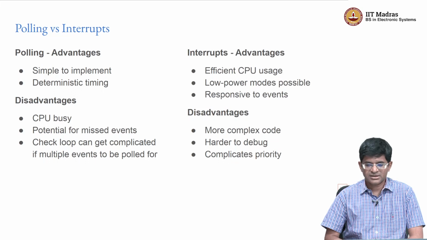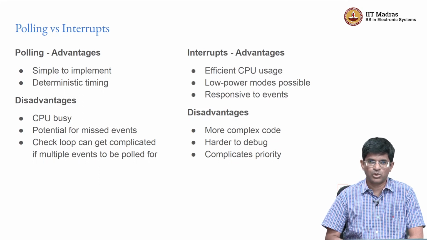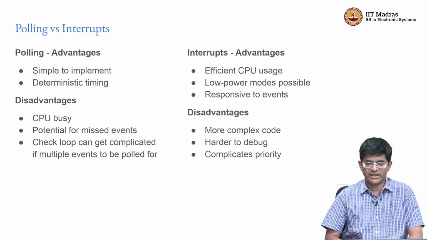What about interrupts? The obvious advantage is that pretty much all the disadvantages of polling are now advantages in the case of interrupts. You have efficient CPU usage, right? Meaning that your CPU could be doing something else. It might either be doing useful work or it might even have just gone into sleep or a low power mode, right?